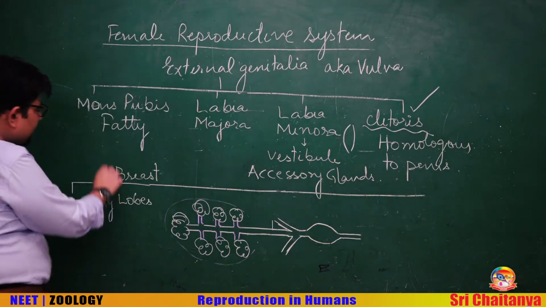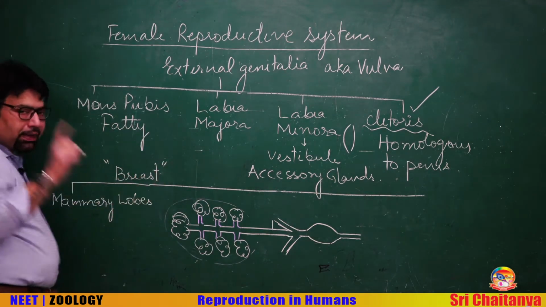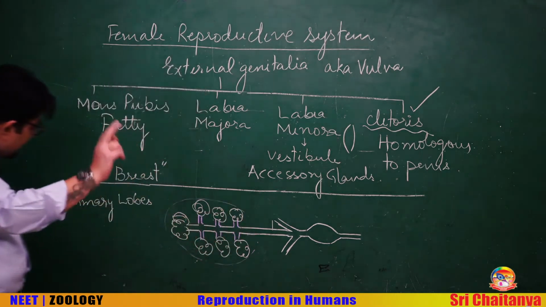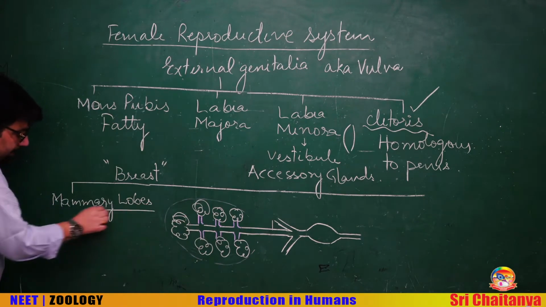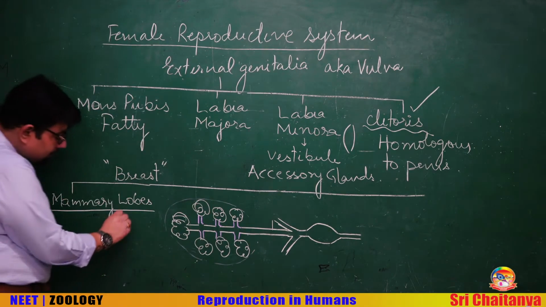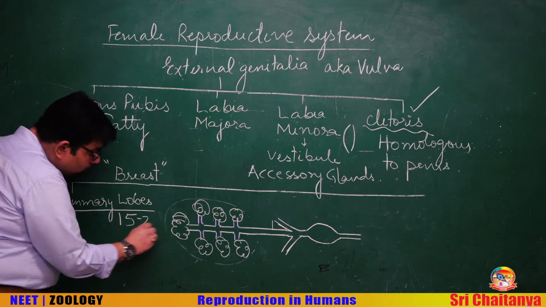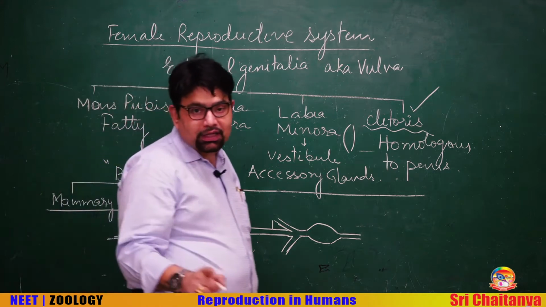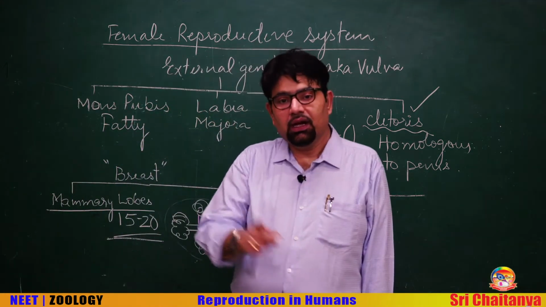Now, let us come to the mammary glands. We know that a pair of mammary glands are there in a female. Now, each mammary gland contains mammary lobes. These are the parts, mammary lobes. Remember, 15 to 20 in number. 15 to 20 mammary lobes are there in each breast.